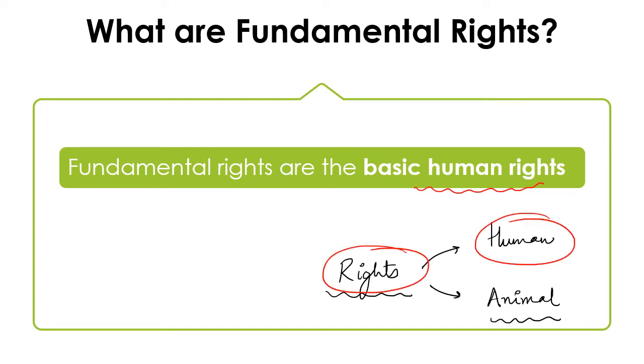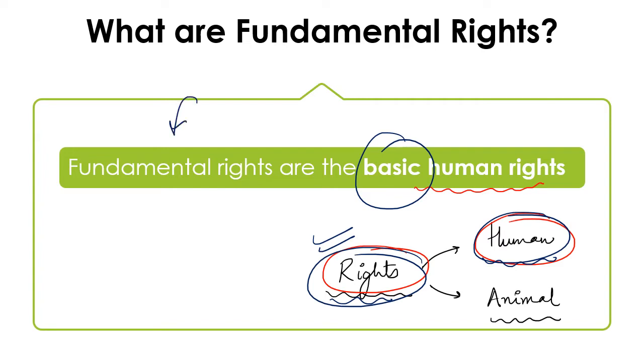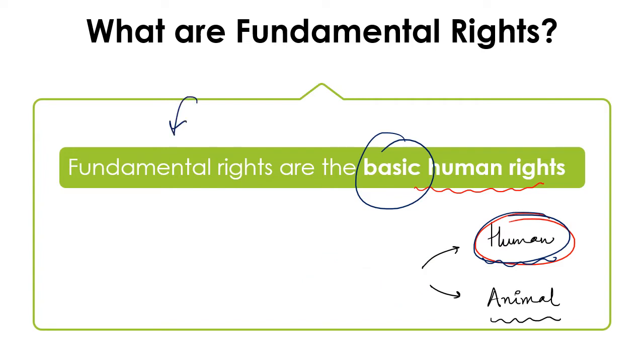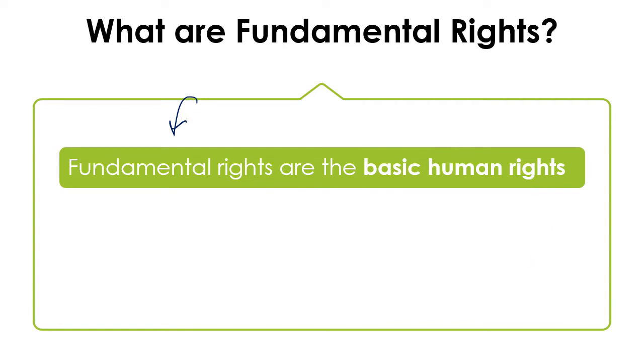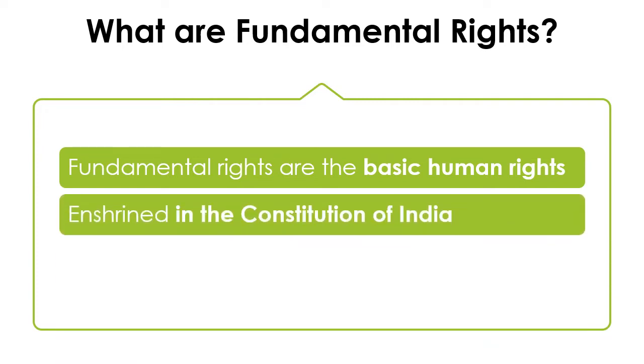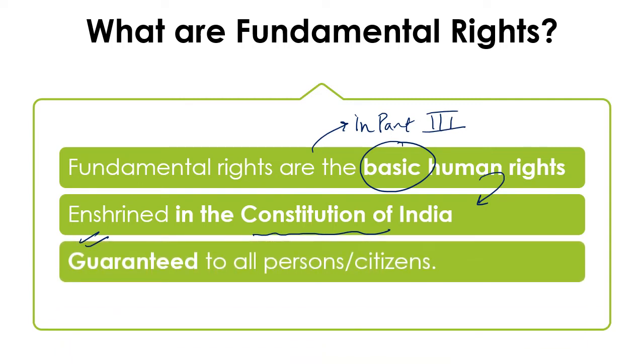Now, amongst the rights that are available to human beings, there are some basic human rights, okay? The most basic amongst these human rights are the fundamental rights, which means they are extremely fundamental, extremely important, and therefore they are called fundamental rights. There are some more features that make a fundamental right. A fundamental right would be enshrined in the Constitution of India, which means that it is mentioned in the Constitution of India. So, the basic human rights which are mentioned in the Constitution of India in Part 3 become fundamental rights. And it is important for you to know that these are guaranteed.